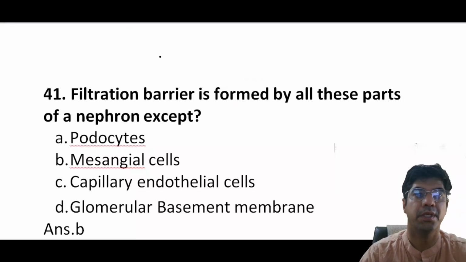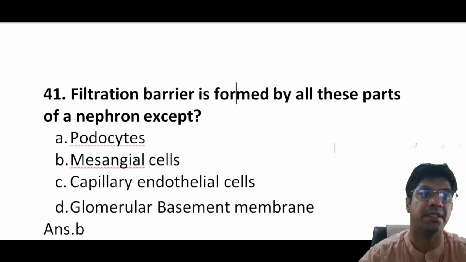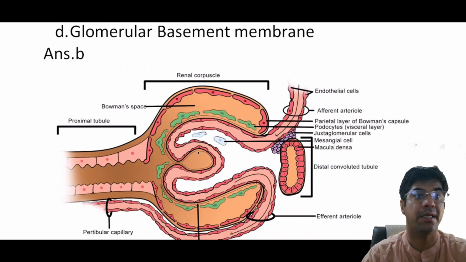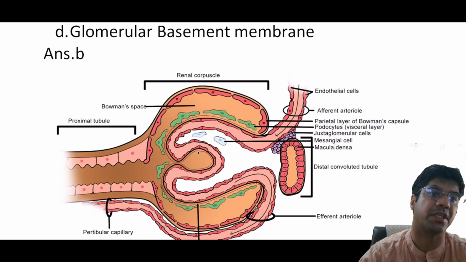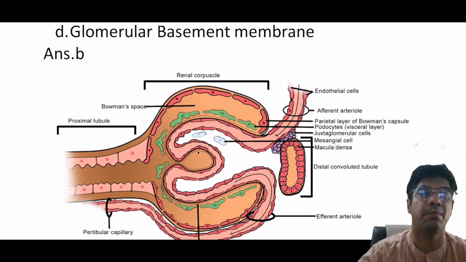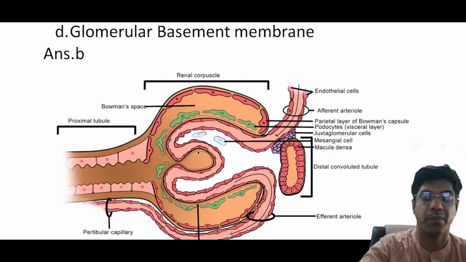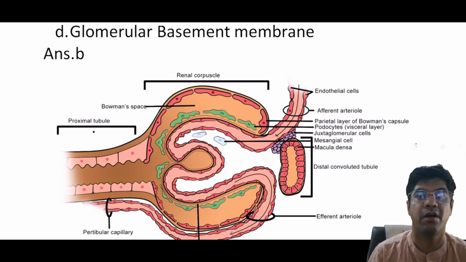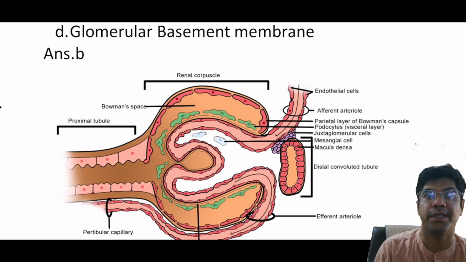Coming to the next question, the filtration barrier in the nephron is formed by all of the following parts except... the answer would be mesangial cells. So remember that the filtration barrier in the nephron is a specialized structure within the glomerulus that is responsible for filtering blood to form urine.